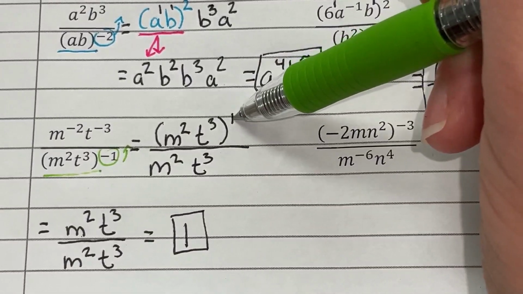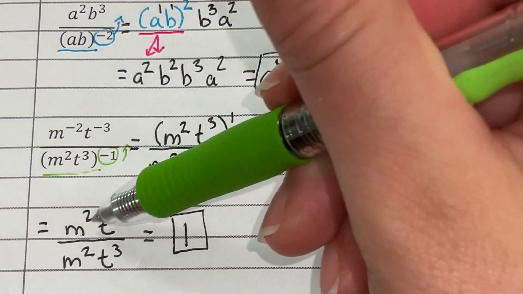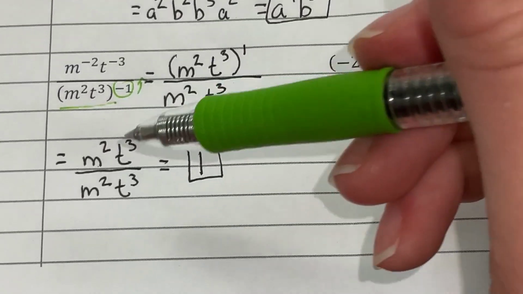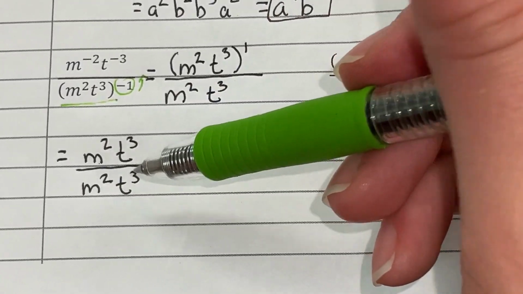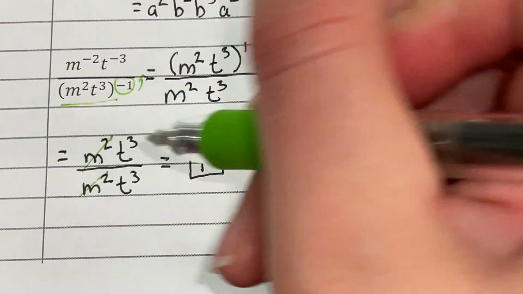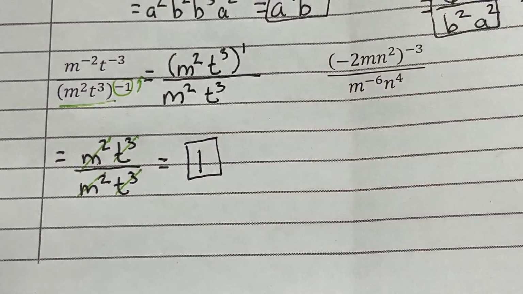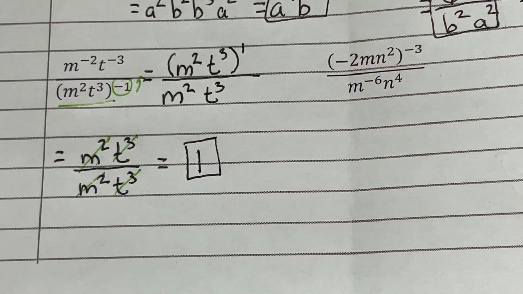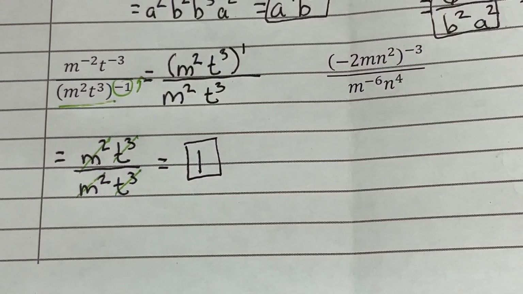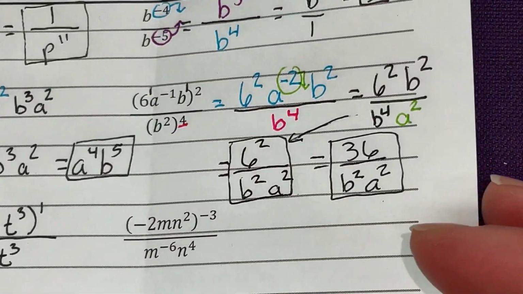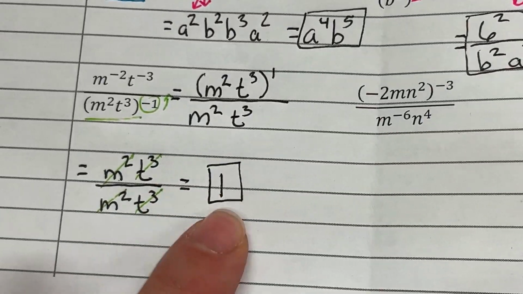Okay, I distributed the 1, so this gives me m squared t to the third. M squared and t to the third stay how they are, same base and same exponent for the t's. So all that I'm left with is a 1. If everything cancels out, it's just 1. You might have struggled with that.